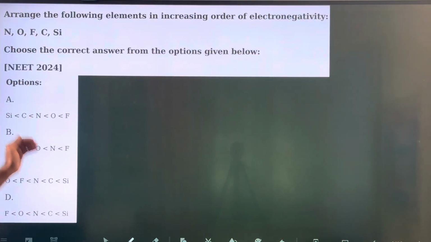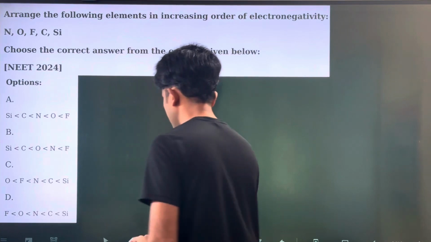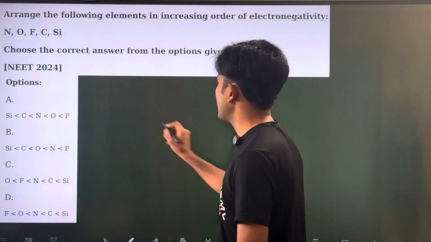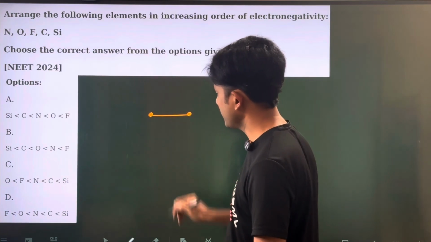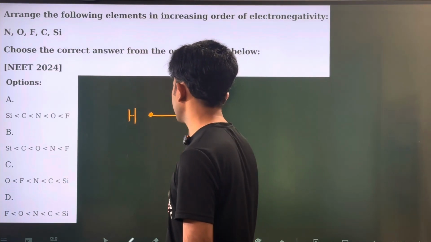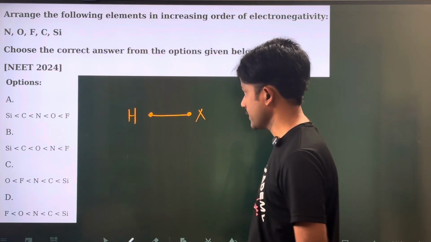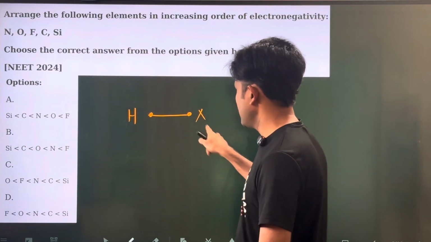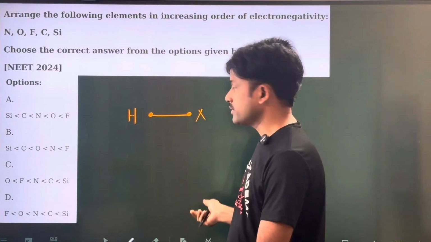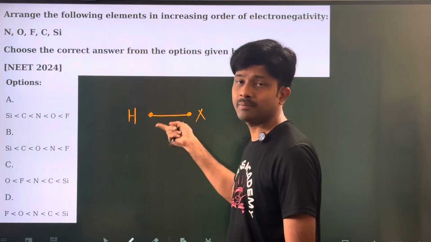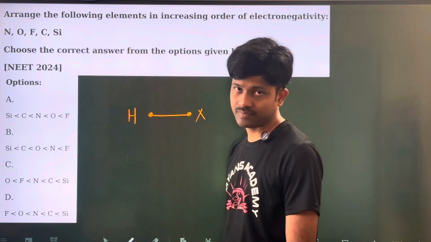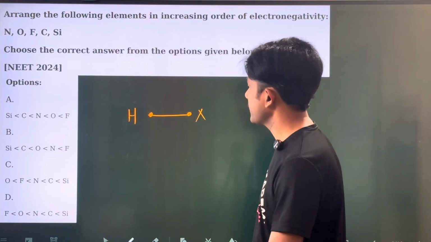Now you see, arrange the following elements in the increasing order of electronegativity. Already you know that. What is electronegativity? Electronegativity means attraction of bond pair electrons in a covalent bond. Let us say this is a hydrogen atom and this is an X atom. Because of more attraction power, it will attract the shared pair electrons towards its direction, and that is what we call electronegativity.